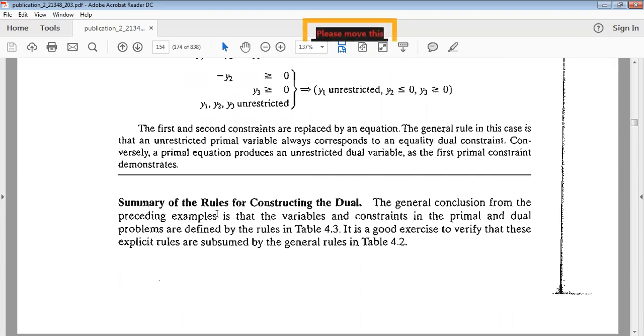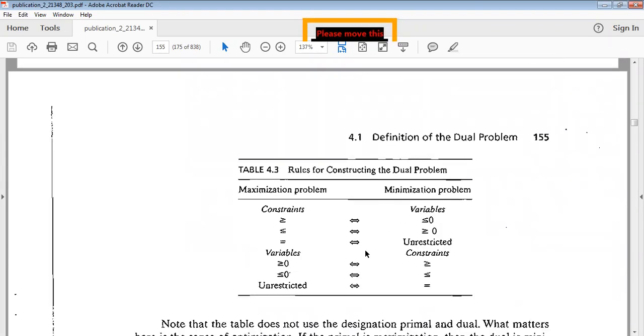Summary of the rules for constructing the dual, and the general conclusion from the preceding examples is that the variables and constraints in the primal and dual problems are defined by the rules in the table. All the things are constructed according to the rules and regulations stated earlier in table 4.3. It is a good exercise to verify that these explicit rules are subsumed by the general rules in table 4.2. So that is the way here.